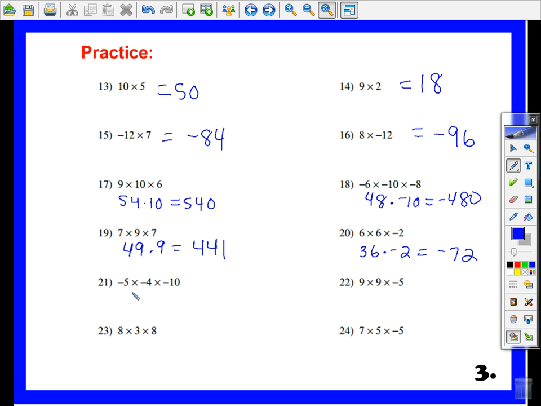Negative 5 times negative 4 is positive 20, and 20 times negative 10 is negative 200. 9 times 9 in this case would be 81, times the negative 5 is going to be a negative 405. You can use the commutative property of multiplication to rearrange these values. For 23, your product should be 192, and 24 should be negative 175.